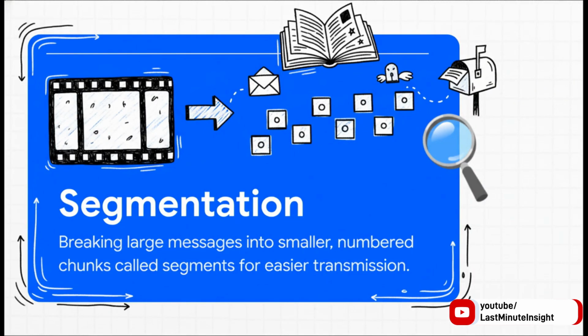Okay, so how does it handle something huge like a 4K movie? Well, it doesn't just try to shove the whole thing down the pipe at once. No way. It uses this really clever trick called segmentation. Imagine you're trying to mail a 1,000-page book. You wouldn't send it as one massive clumsy brick, right? Of course not. You'd send it page by numbered page. That's exactly what segmentation is, chopping up big messages into smaller, numbered pieces called segments.